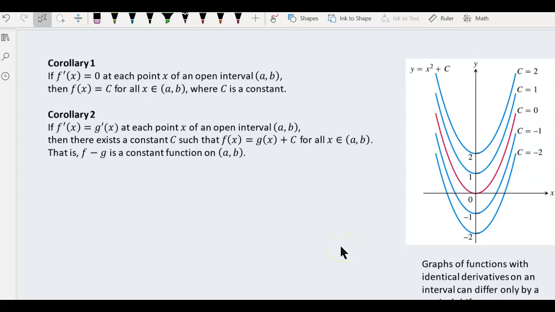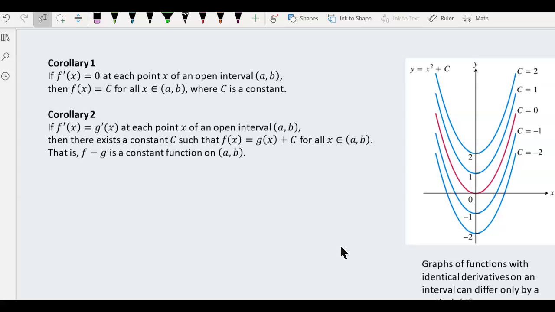This video is a continuation of the mean value theorem. And what we're looking at now are two corollaries or sort of extensions of the mean value theorem. The first one is saying that if the derivative of a function equals 0 on the entire interval, then the original function has to be a constant function.